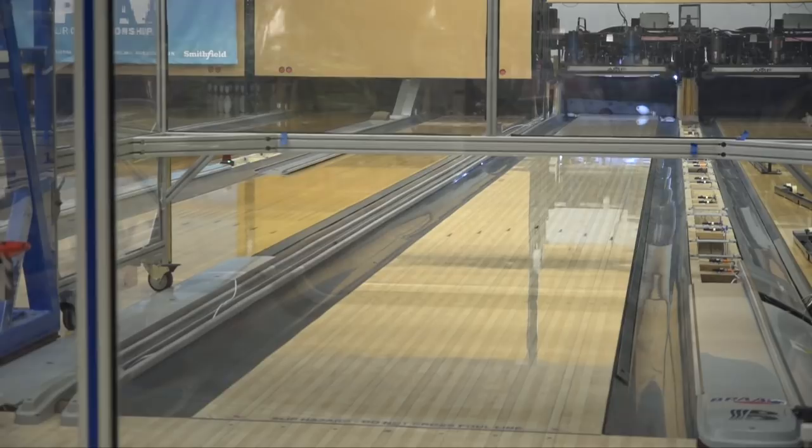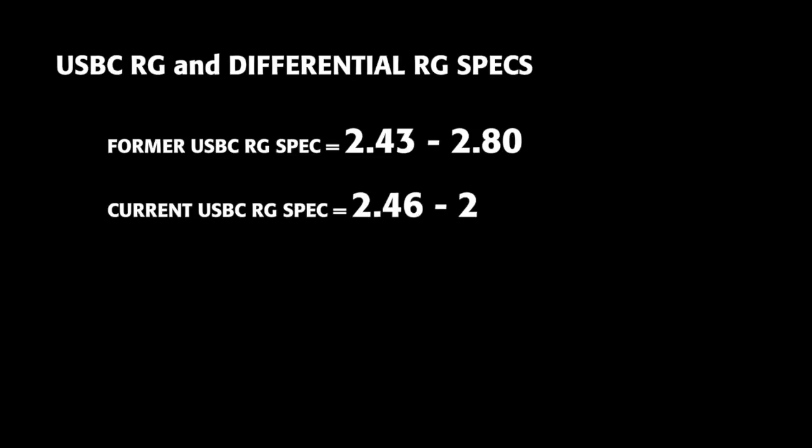RG specification was once 2.43 on the low end and 2.8 on the high end. Today it's still 2.8 on the high end, but the low end was raised to 2.46. Total differential was once 80 diff, and again, we reduced that down to 60 diff.